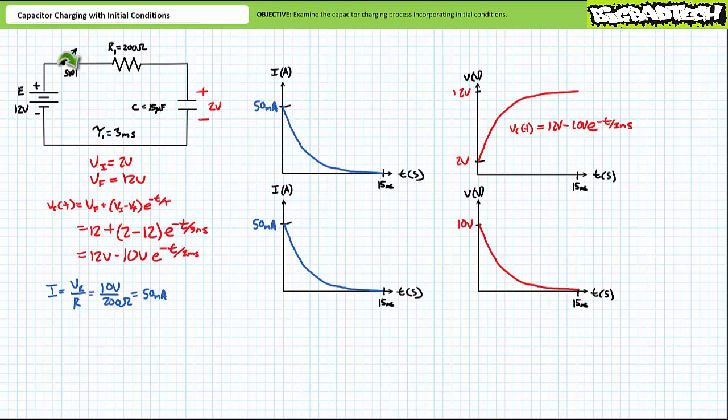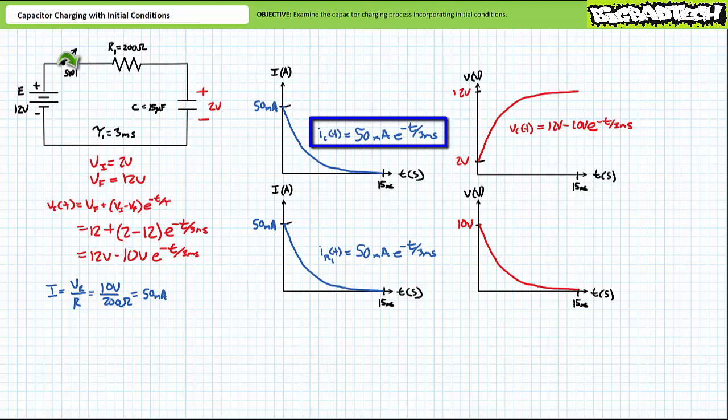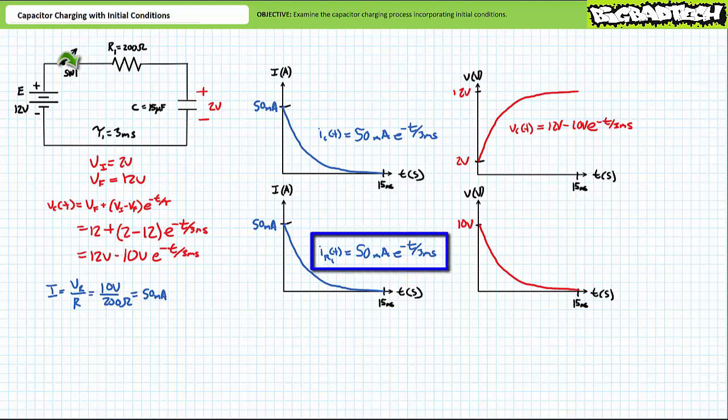Notably, after the initial surge, it decays to 0 after 5 time constants, in this case 15 milliseconds. Current through the capacitor as a function of time, IC of t, can be expressed as 50 milliamperes times e to the negative t over 3 milliseconds. Because the resistor and capacitor are in series with one another, current through the resistor as a function of time is also equal to IC of t. As such, IR1 of t can also be expressed as 50 milliamperes times e to the negative t over 3 milliseconds.